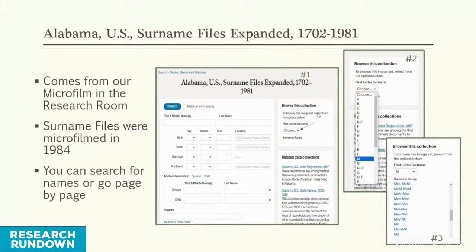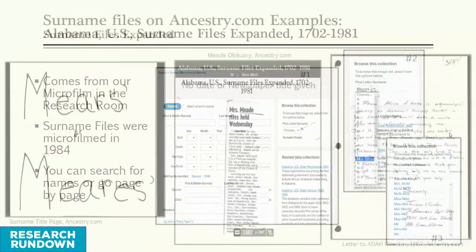Or you could go page by page, just like you would in this room with the microfilm, where you can click on the drop down, select whatever letter you want to search through, and then you can pick a surname file section here where you would just know that, like, if you wanted to do Medley, you would have to do the one that's MAE-MED. It should be in that one. You click there and it would take you right to it.